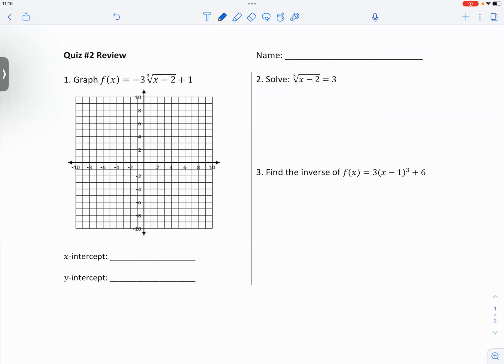And we expect that the students would be able to read the equations and be able to tell all the transformations, just like how we did with the cubic function. Okay, just like that. We also expect students to know how to solve equations involving cube root.